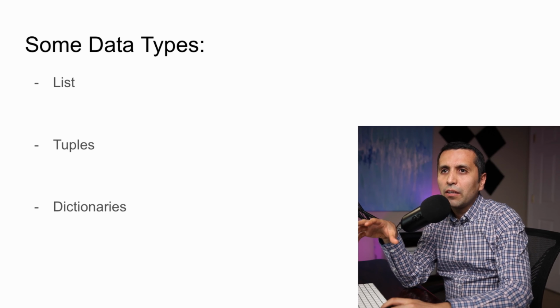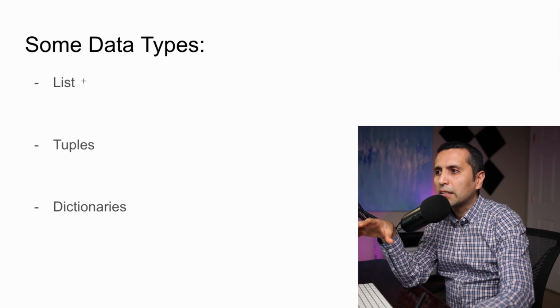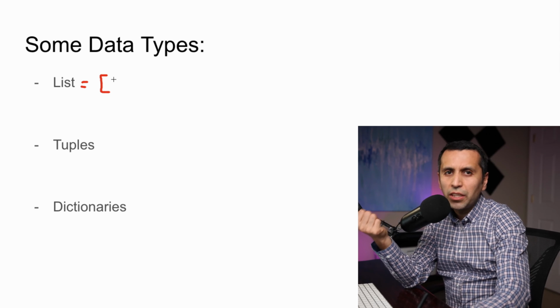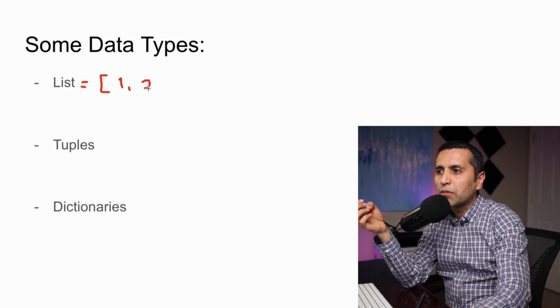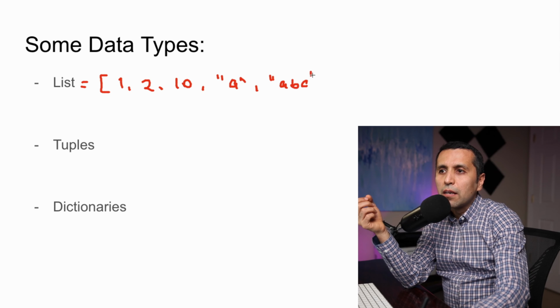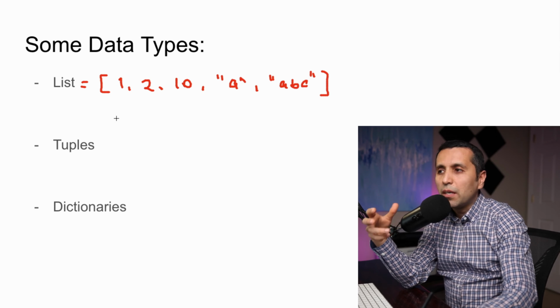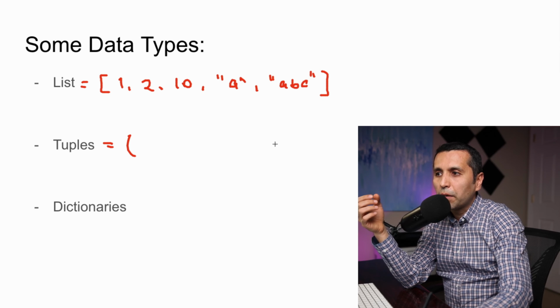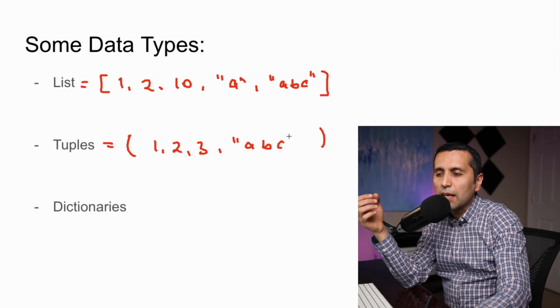If you remember, a list has brackets, and inside we have different types of data. It may be an integer, it may be a string. For example, I can say number 1, number 2, number 10, or even put some strings like A or even ABC. All of them are considered a list. Tuples are almost the same as a list, but instead of brackets they have parentheses. So I can say 1, 2, 3, or I can say A, B, C as well.